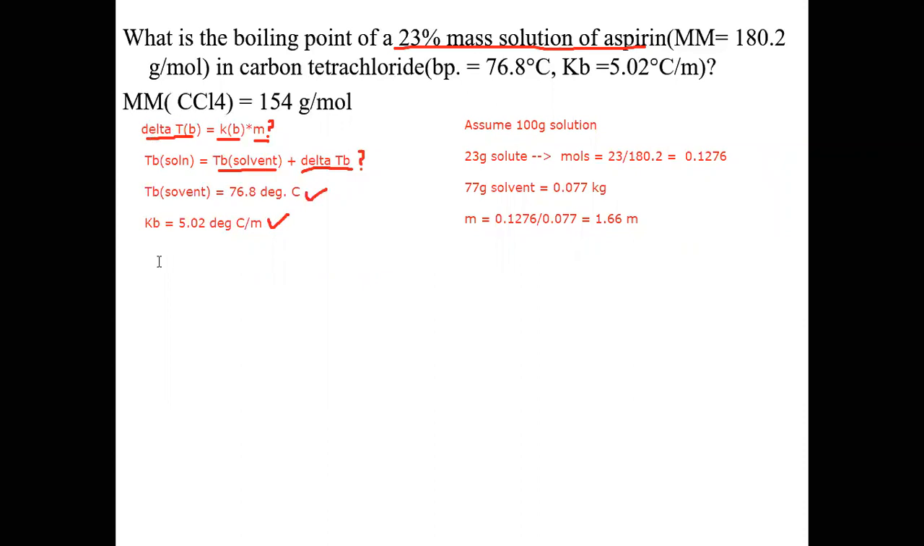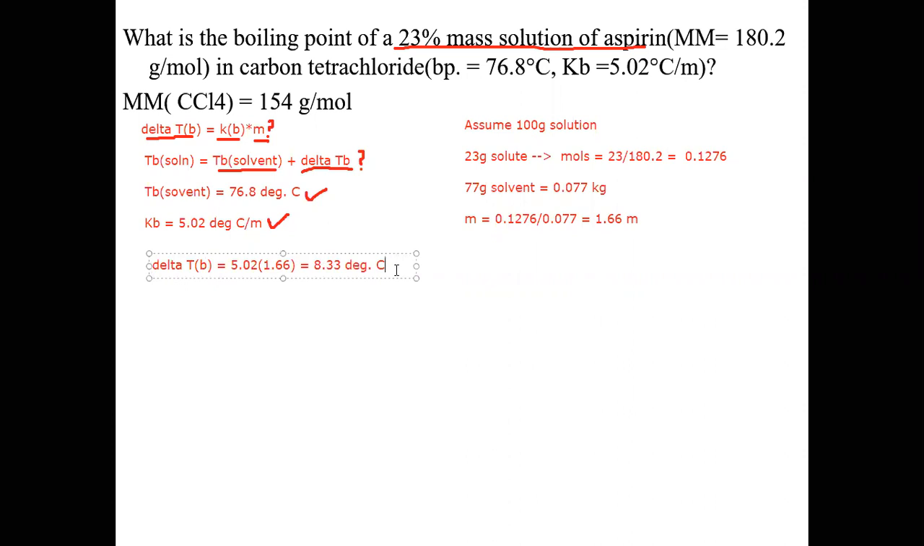We can plug it into the delta TB equation and solve for delta TB. And again, this is just a change in the boiling point. It's not the boiling point of the solution. And we get 8.33 degrees Celsius. So that's the change in the boiling point.